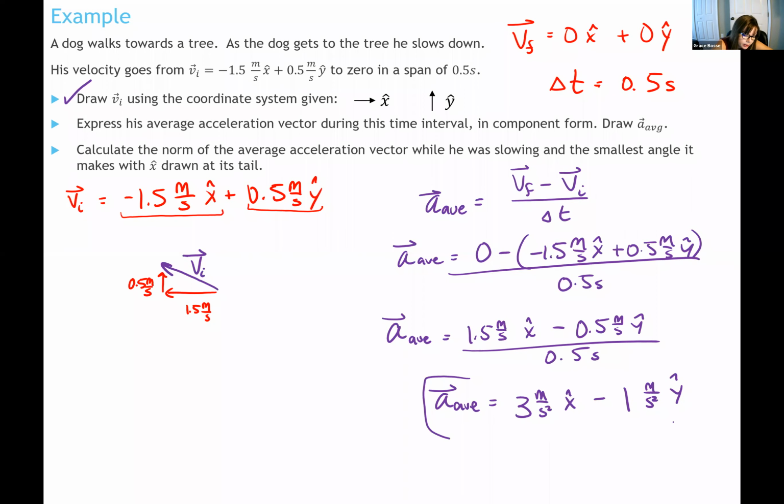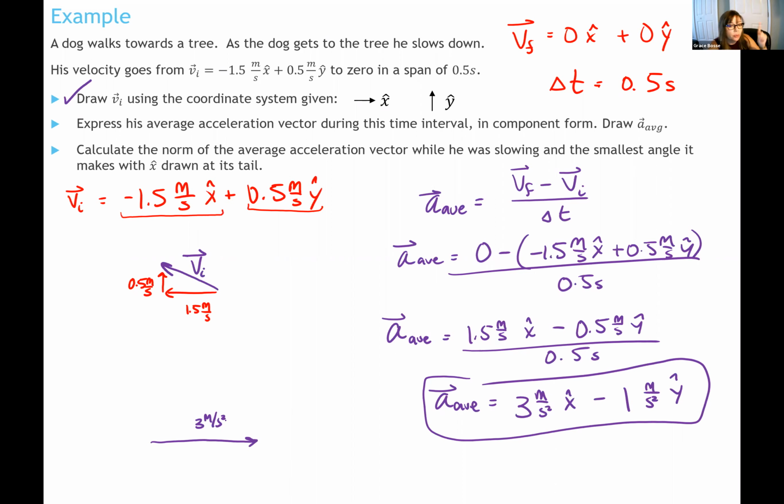So here is my average acceleration vector in component form, and now they told us to draw this vector. So let's use our coordinate system. X hat points to the right, and this vector has an x component with a length of 3 and in the same direction as x hat. So 3 meters per second squared to the right. And to that, I am going to add negative 1 meter per second squared y hat. Y hat points up, so negative 1 meter per second squared points down.